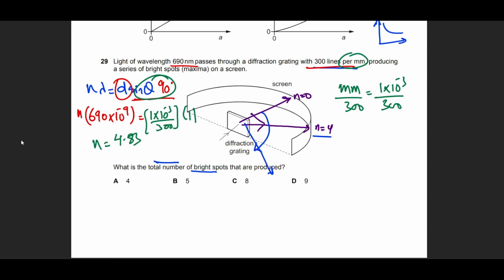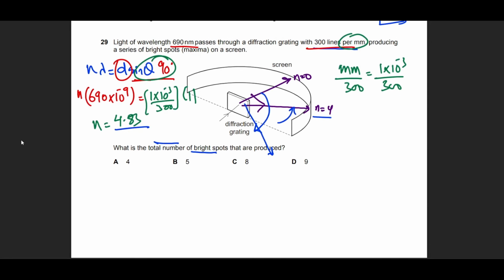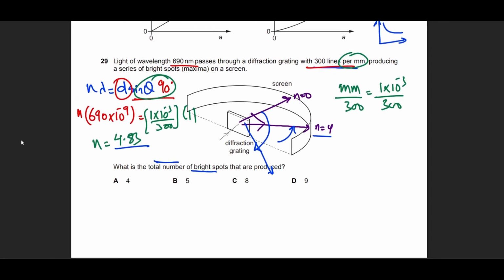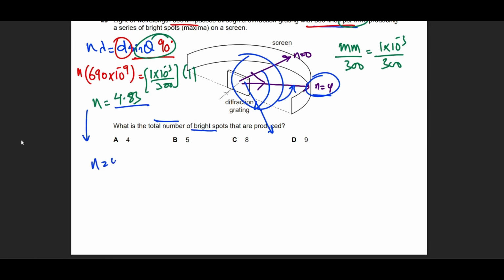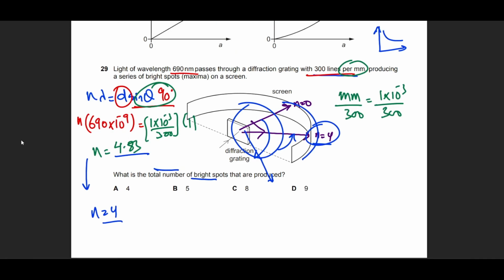n equals 5 will not be formed in any capacity, which means that we have to come down to 4. So these numbers, despite being 4.8, rounded up should be 5, but it's not going to be the case because there is a physical problem attached to it. So these numbers always have to be rounded down for the absolute maximum. So the largest order I'm going to see is going to be n equals 4. So n equals 4 on this side, which means 4 bright spots, and 4 bright spots on this side, on both sides.